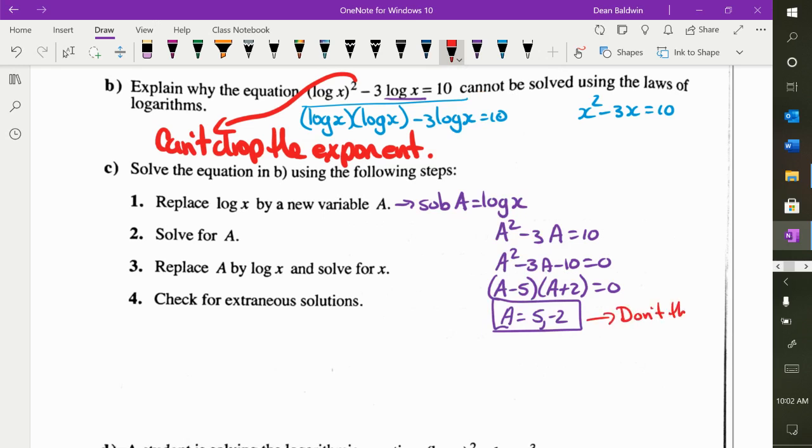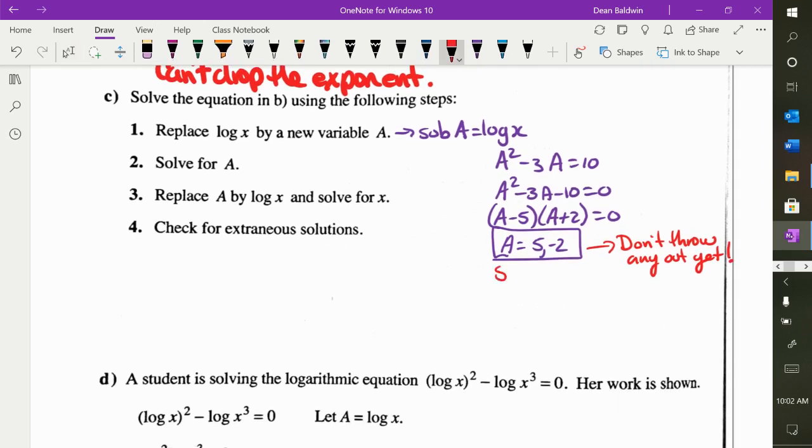Don't throw any out yet. You need to solve for x. Okay, so we've solved for a. Now we've got to solve for x. No, a is equal to log x. So we take each a. 5 is equal to log x. How do I solve for x here?